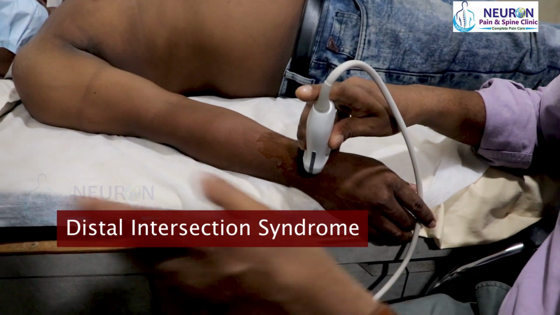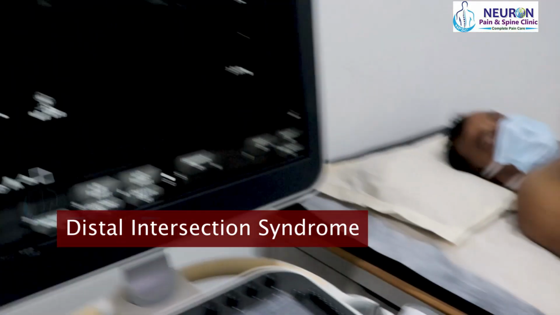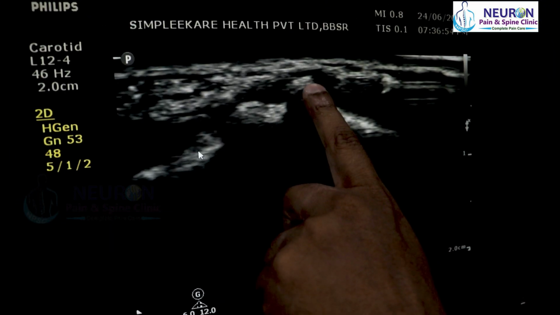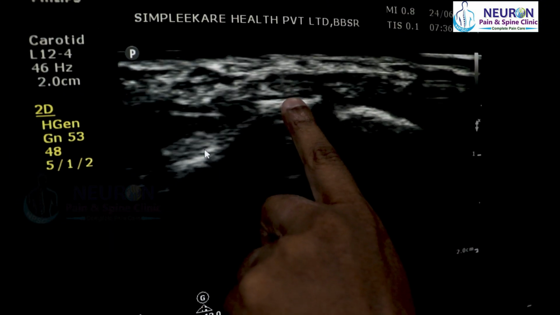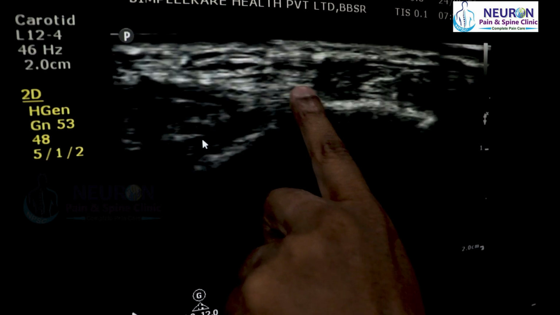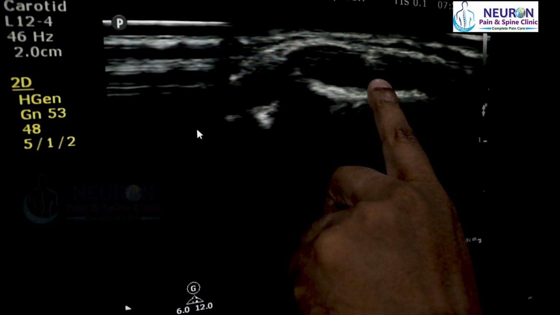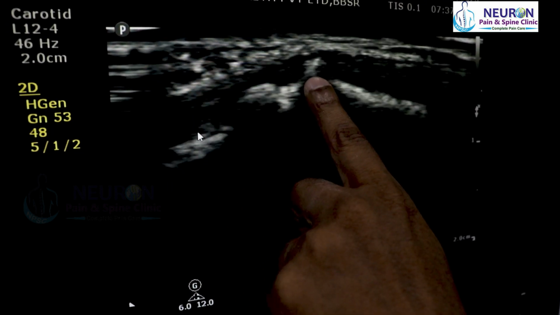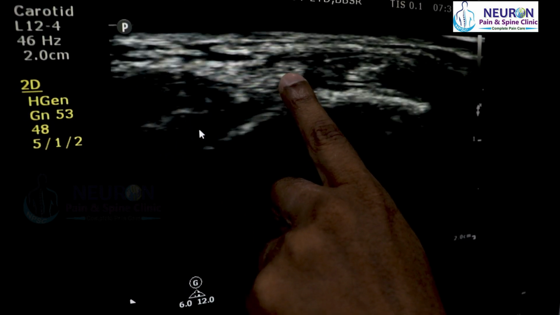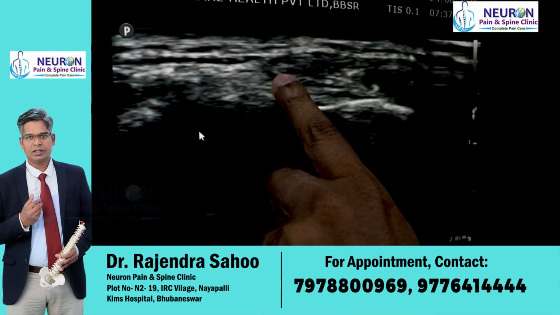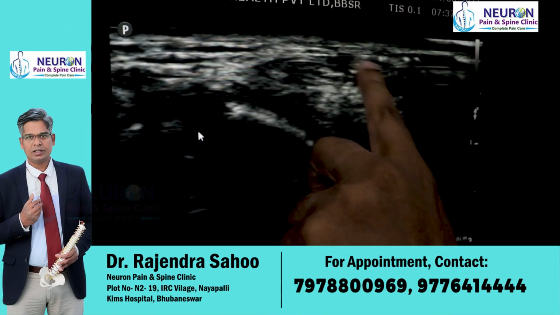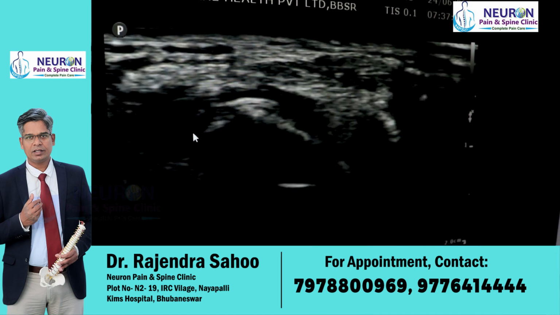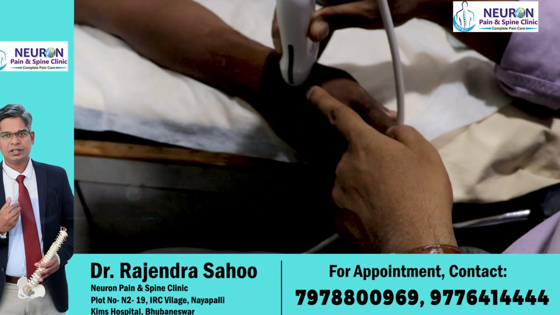In distal intersection, the third compartment crosses over the second compartment. Have a look. This is your Lister tubercle. This is the extensor pollicis. This is Lister tubercle, this is the second compartment, and this is the third. As I go slowly distal from Lister tubercle, have a look. This is the extensor pollicis longus. This is crossing over the second compartment. The small tendon of extensor pollicis is going. I am going distal actually.